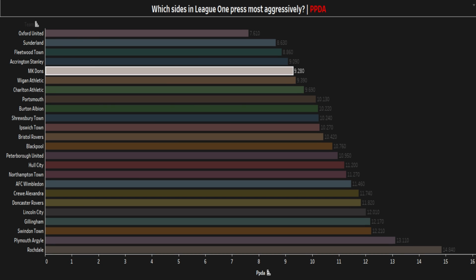It is interesting to note, as you can see from the graph, they are one of the most proactive sides in League One when it comes to pressing the ball. They have the 5th lowest PPDA, passes per defensive action, in the league, which means that they try to press the opposition when they have the ball. At a PPDA of 9.28, they are allowing the opposition an average of 9.28 passes before triggering a defensive action.